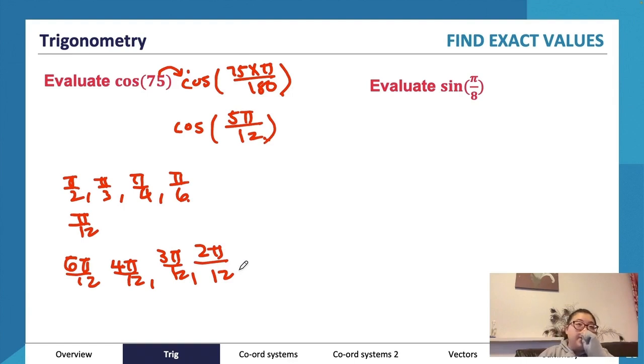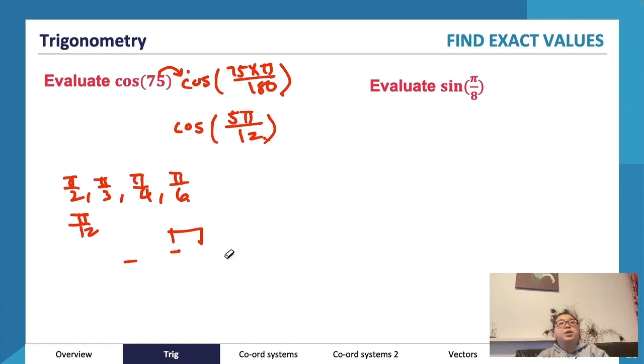So our goal is to form 5 pi on 12. So we want to work out a combination of these which form 5 pi on 12. And the easiest combination we can probably see here is just adding those two angles together, which makes our life very easy in terms of just using those two angles. So we're going to use pi on 4 and pi on 6 here.